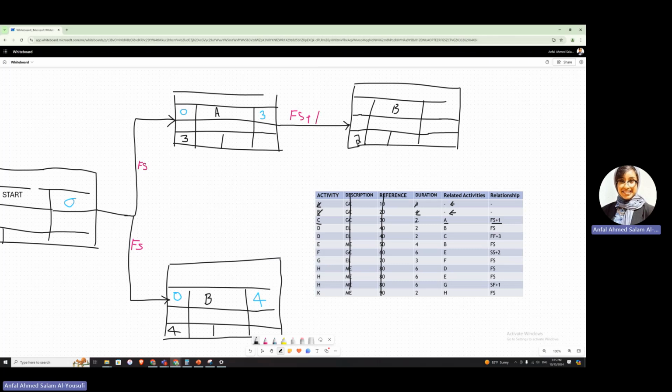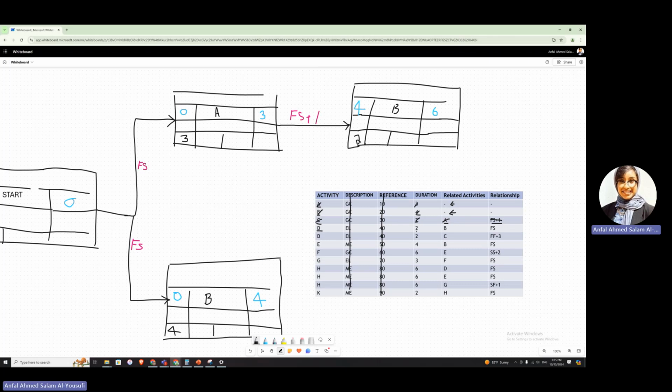It says here 2. Okay, so what FS means is finish to start: I need to finish this one and then start the other one right after it. However, we have number 1 in here, meaning that I am going to finish A, wait for a day, and then start C, meaning the early start would be day number 4. If this task is going to take me 2 days, I am going to finish it in day number 6. Okay, so now we are done with C. Done, done, done, done.